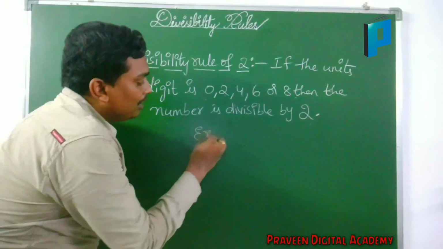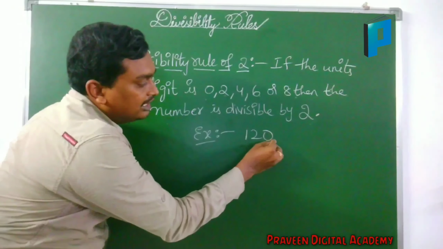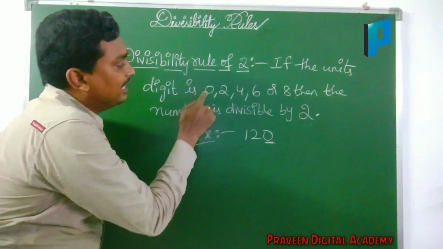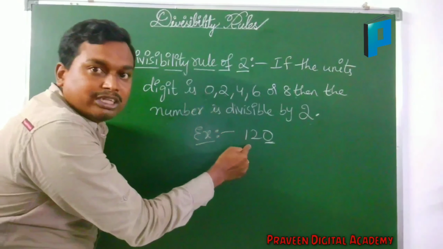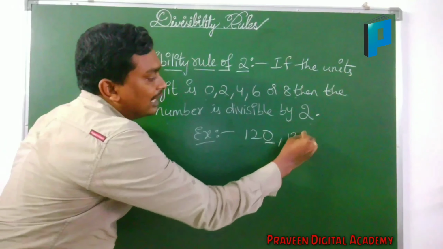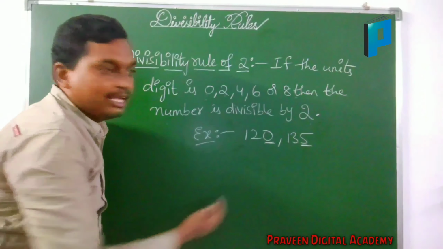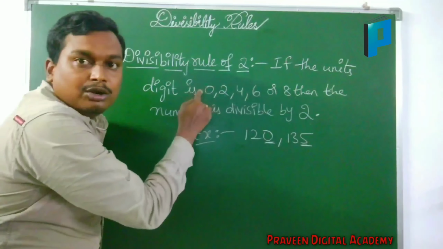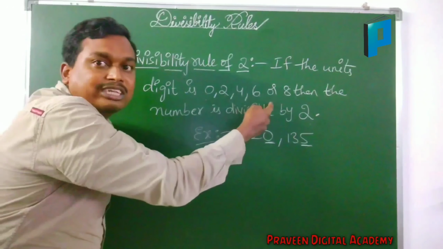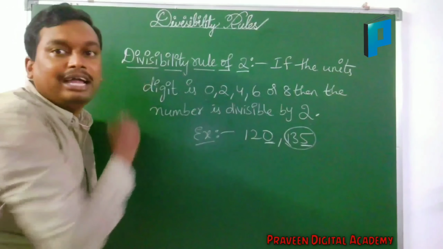For example, if you are having 120, what is the unit digit here? 0. Yes, we are having 0. So this 120 is divisible by 2. If you are having 135, what is the unit digit here? 5. Is this 5 there? No. Here 5 is not there in 0, 2, 4, 6, 8. So this 135 is not divisible by 2.